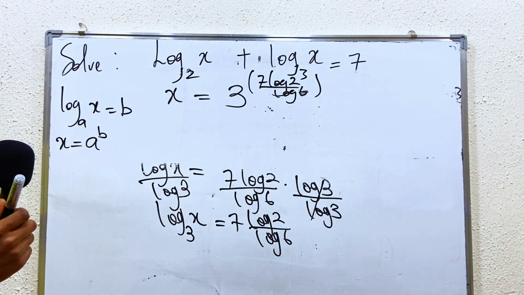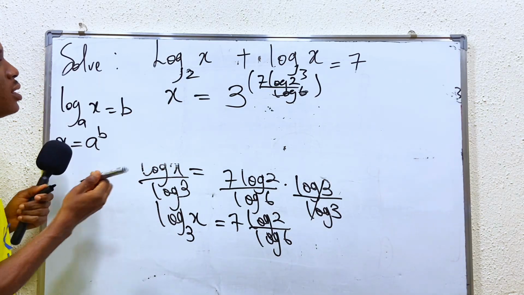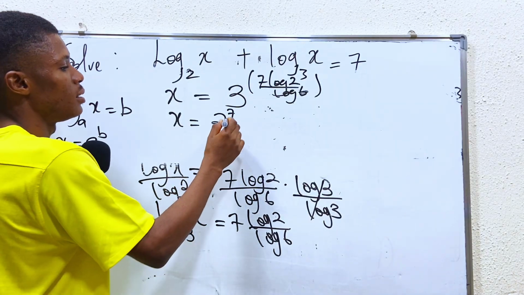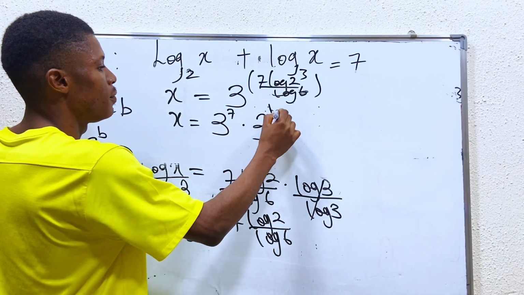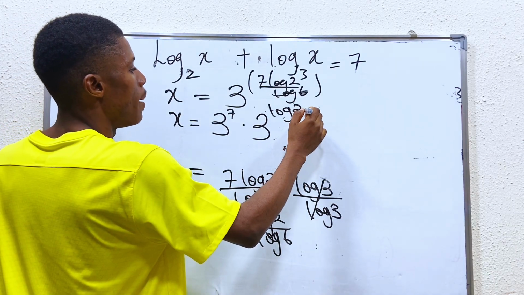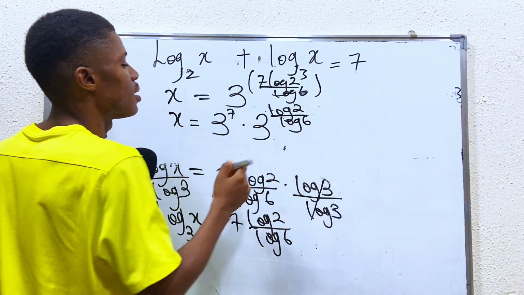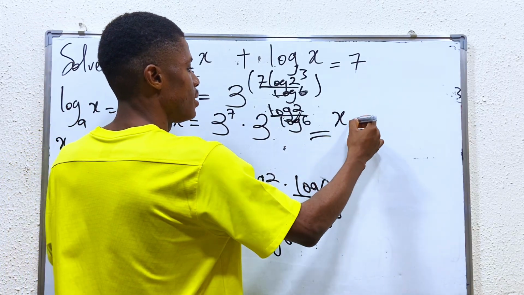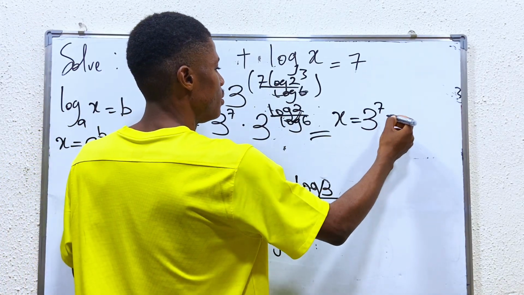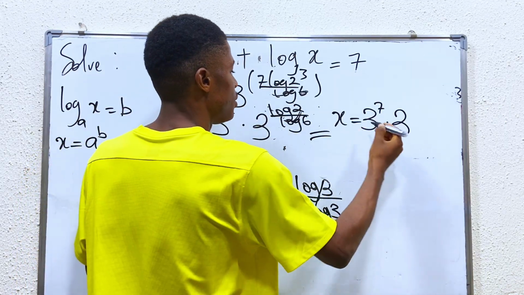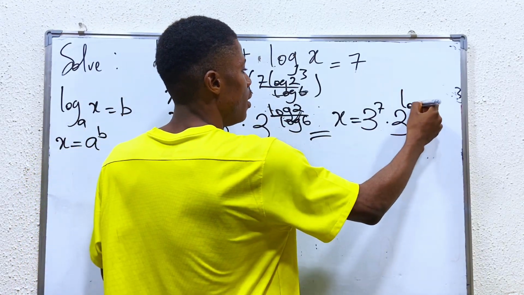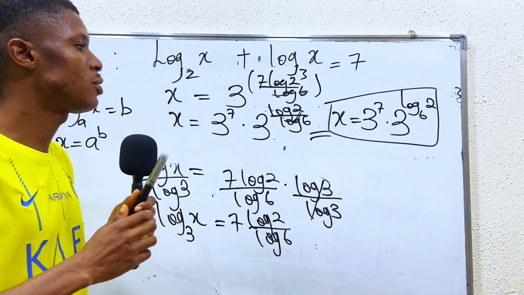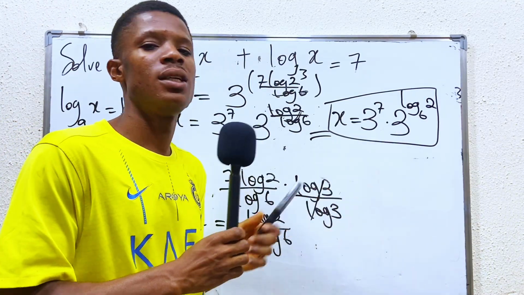This is actually multiplying, so x is equal to 3 to the power of 7 times 3 to the power of log 2 divided by log 6. Let's apply change of base in this particular log. We have x equal to 3 to the power of 7 times 3 to the power of, keeping the base the same, log of base 6 of 2. And this is the actual value for x. You can punch this in a calculator to know the numerical solution.